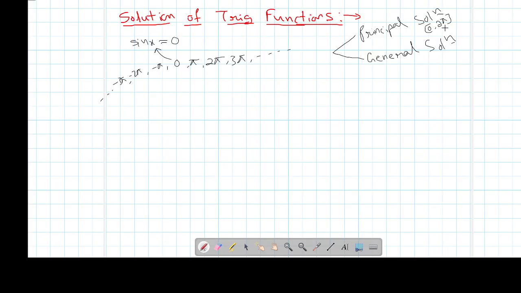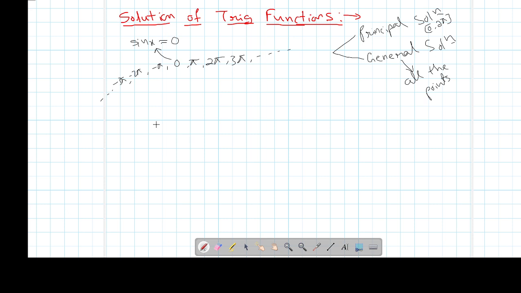What about the general solution? The general solution covers all the points, including the principal solutions. I think I made it clear what the general solution and the principal solution are. The principal solution covers values between 0 and 2 pi, and the general solution covers everything, all the points wherever that function is satisfied.